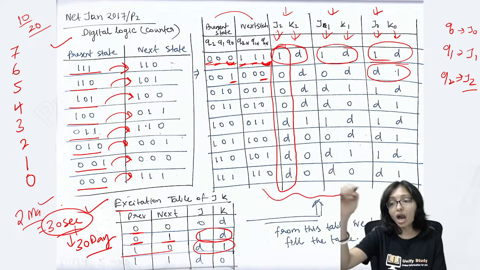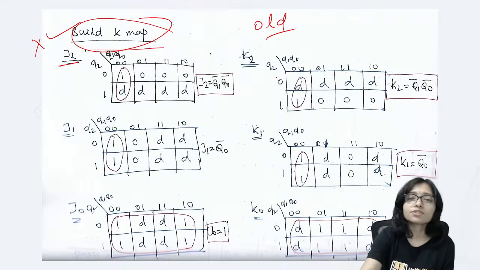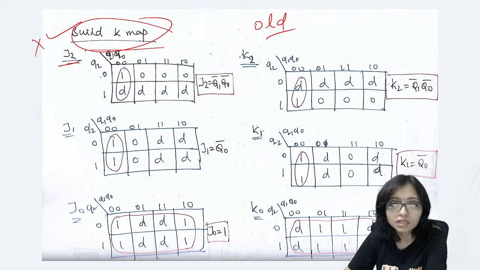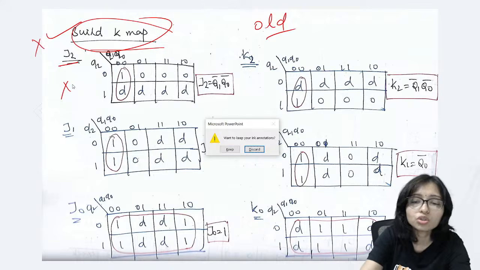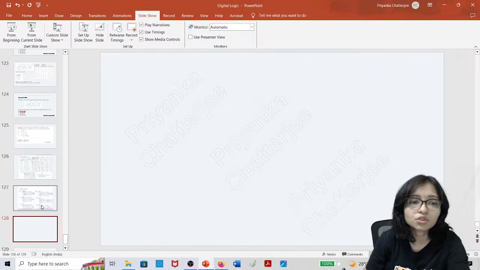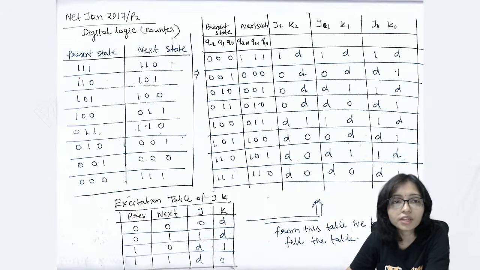So how to do the K-map, that is very important. I am just showing here how to do one K-map. This K-map is an old copy, so don't go for this old copy. Here I am taking it and I will show you one thing so that you can understand.